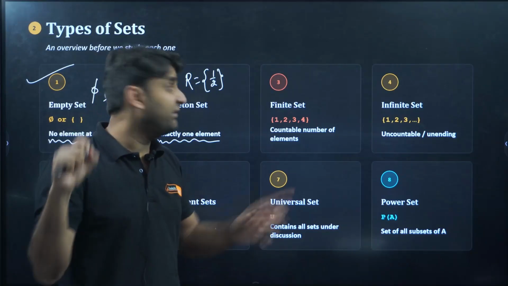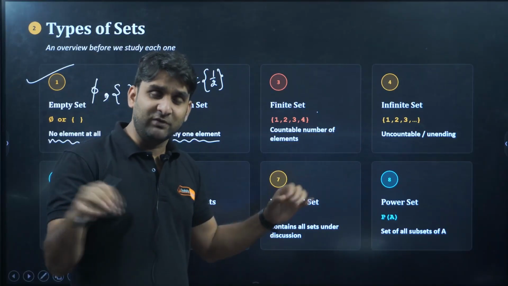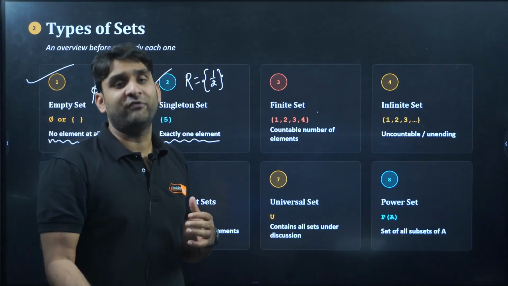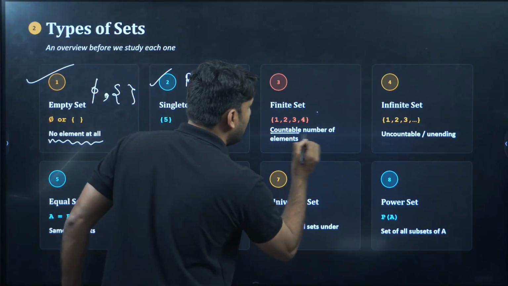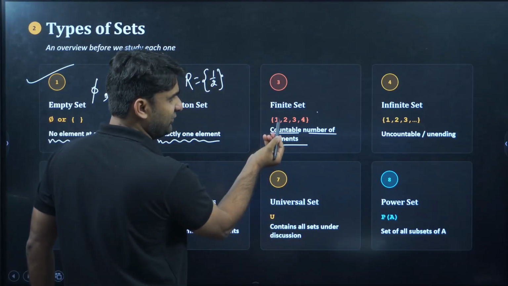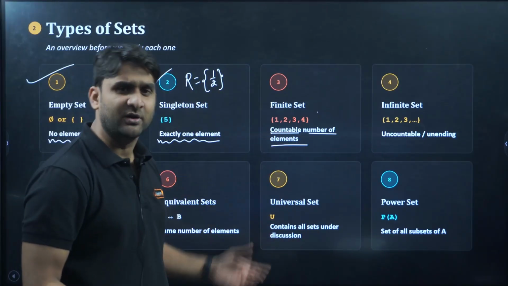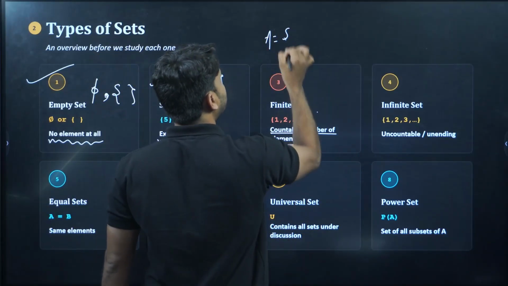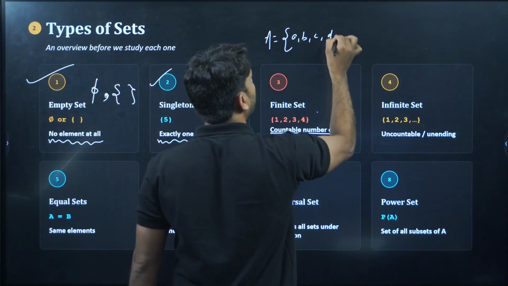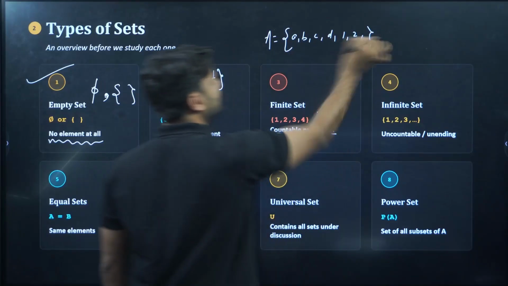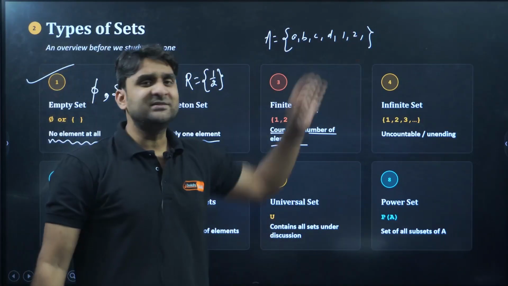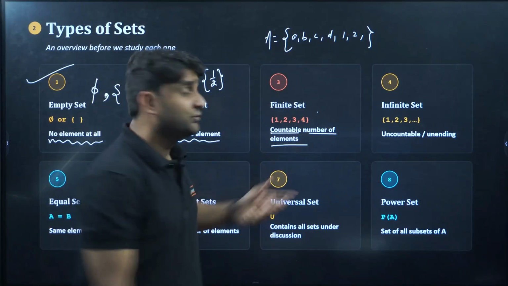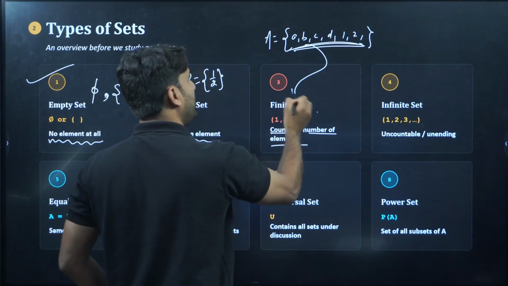We can count, there will be no dots. The elements will end. I mean, the elements will be there and we can count them. Countable number of elements. So a finite set has a countable number of elements. For example, this is a set 1, 2, 3, 4. We can count how many elements are there: 4 elements. For example, I have a set A, B, C, D, 1, 2. How many elements are there, guys? 1, 2, 3, 4, 5, 6. We can count. So the number of elements is countable. This is called a finite set.